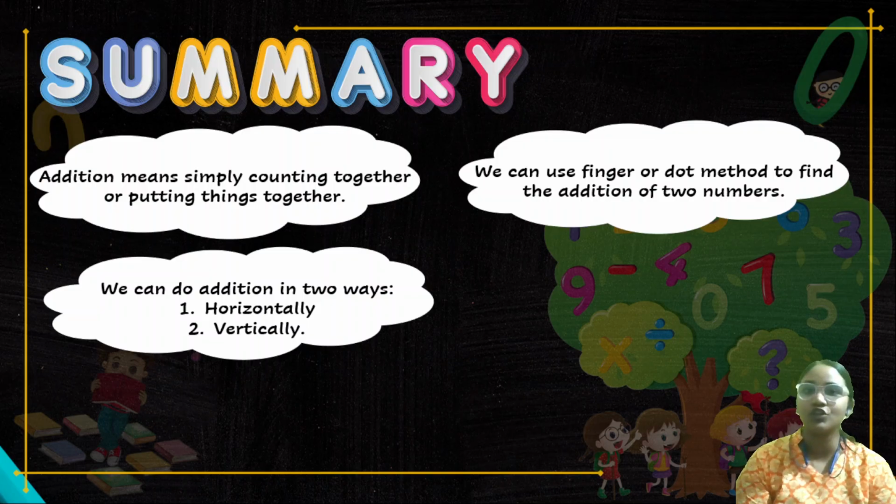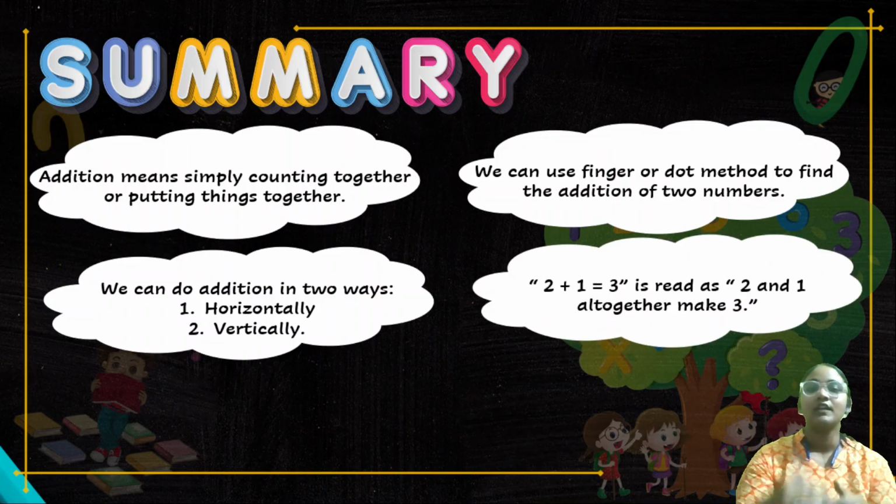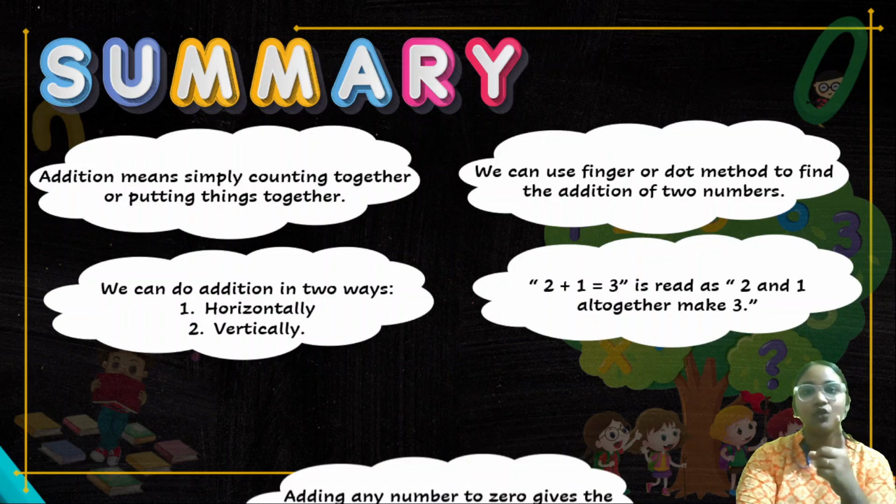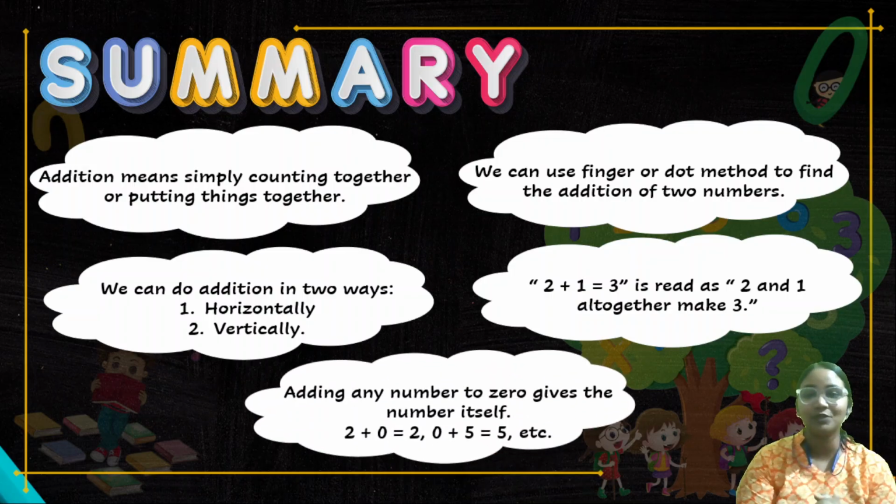We also learned that if we are writing 2 plus 1 is equal to 3, it is read as 2 and 1 all together make 3. And the most important thing that we learned was that adding any number to 0 will always give the number itself. Like 2 plus 0 is equal to 2, 0 plus 5 is equal to 5, and so on.